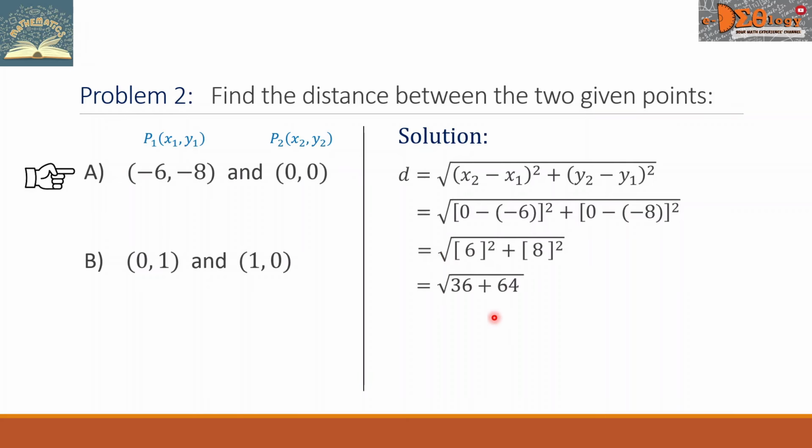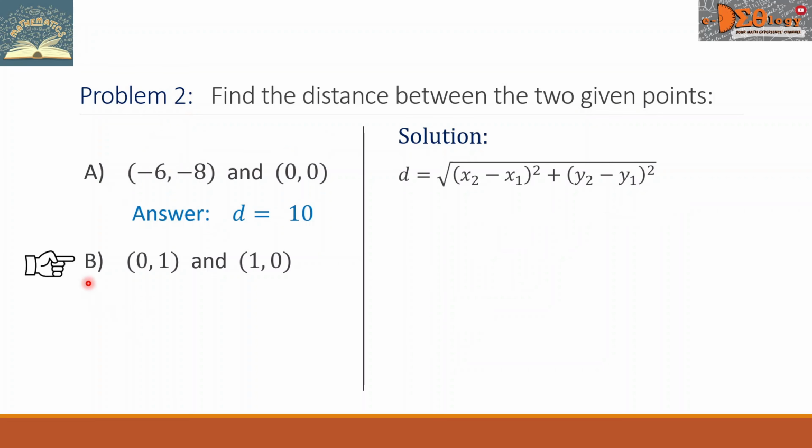Simplifying, 6 squared is 36 plus 8 squared is 64. And the sum 36 plus 64 is 100. Now we simplify square root of 100. That will be the D. The value is 10. We now write this answer below the problem A.